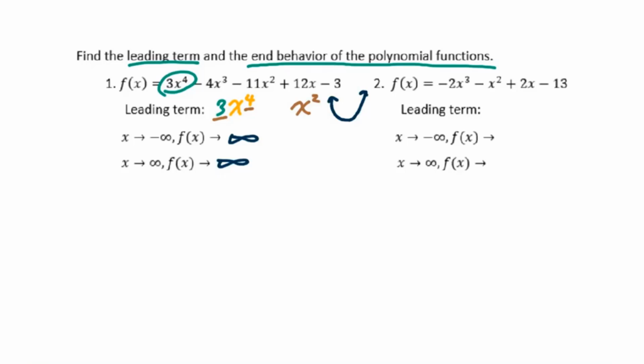For number 2, the leading term is negative 2x to the third power. The graph will look like y equals negative x, that means like this one. It has the same end behavior as negative x. Therefore, when x goes to negative infinity, f of x goes to positive infinity. When x goes to positive infinity, the graph goes down, so f of x goes to negative infinity.